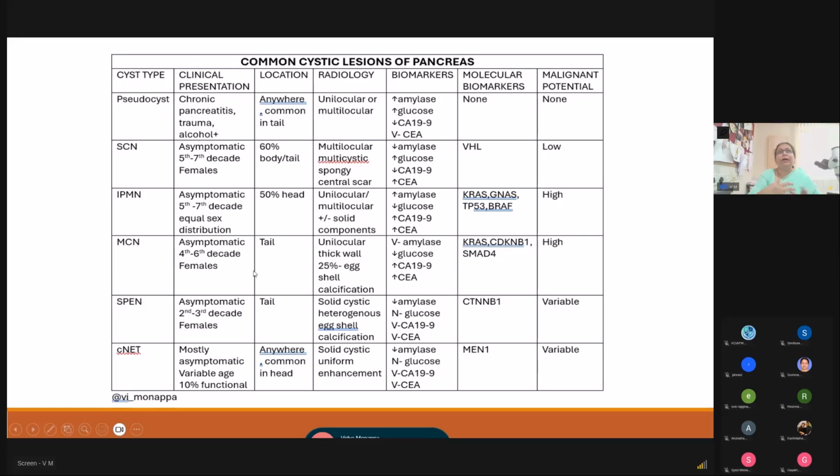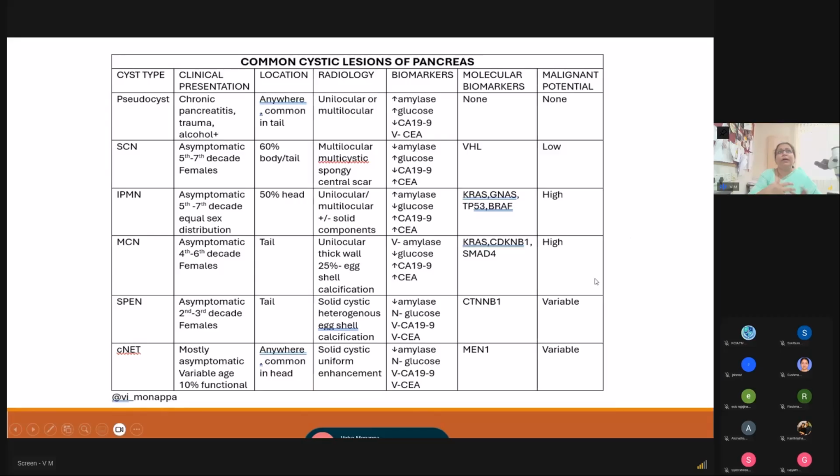Mucinous cystic neoplasm, slightly younger age group, 4th to 6th decades, again exclusively in females. Look at the site. This is more common in the tail. It is usually unilocular with a thick cyst wall, and almost 25% of them will show eggshell calcification. Again, mucinous cystic neoplasm is not connected to the pancreatic duct, so the amylase level is not really elevated. Glucose is decreased. The CA19-9 and CEA are, however, elevated.